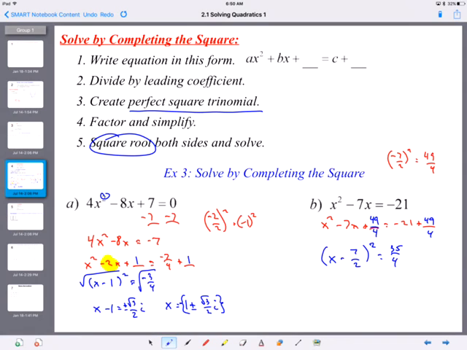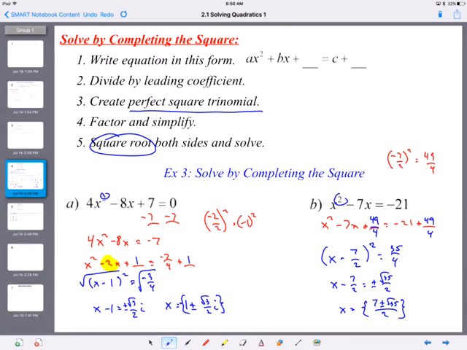Now you take the square root of both sides. So that's x minus 7 halves is equal to plus or minus the square root of 35 over 2. Add the 7 halves to the other side, and so you will get x equals 7 plus or minus the square root of 35 all over 2, and once again, being a quadratic, you get two solutions there.